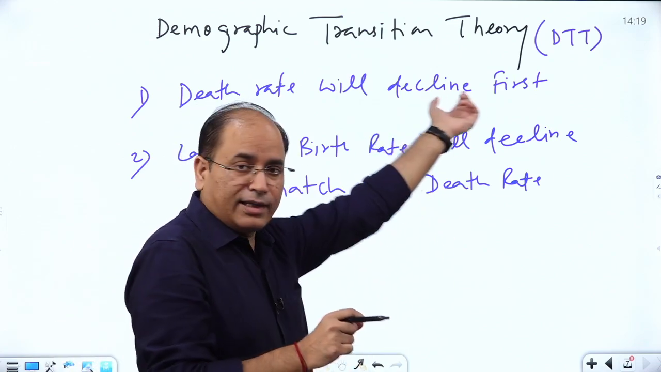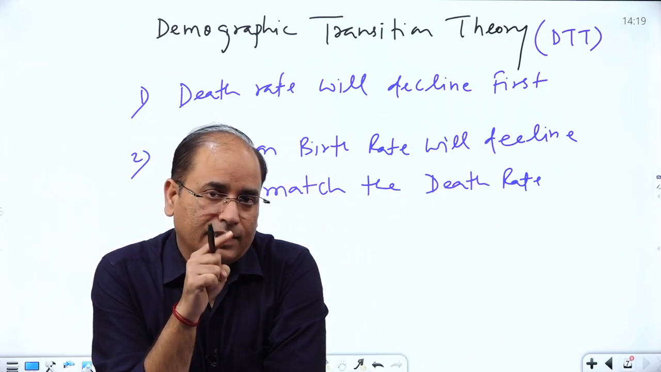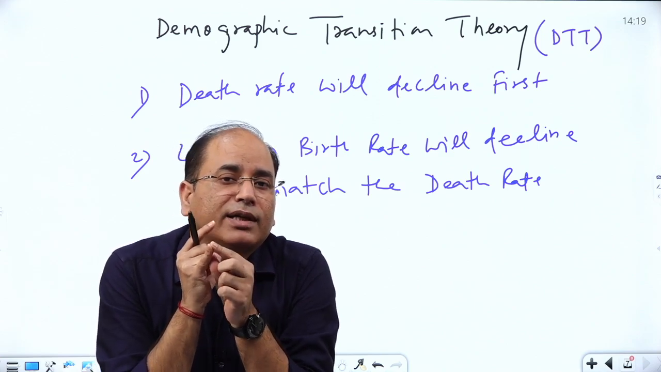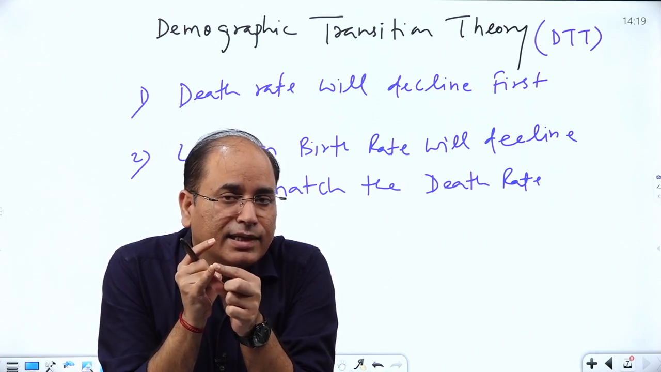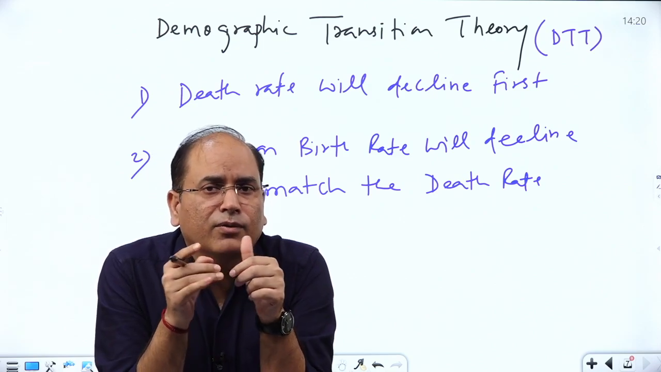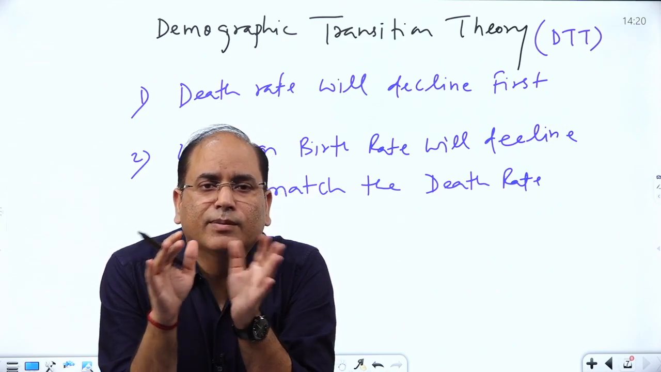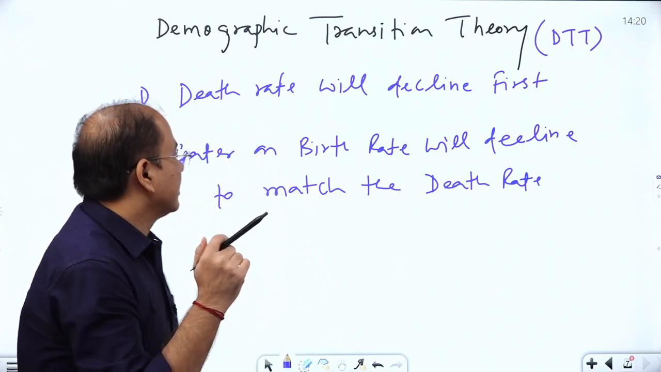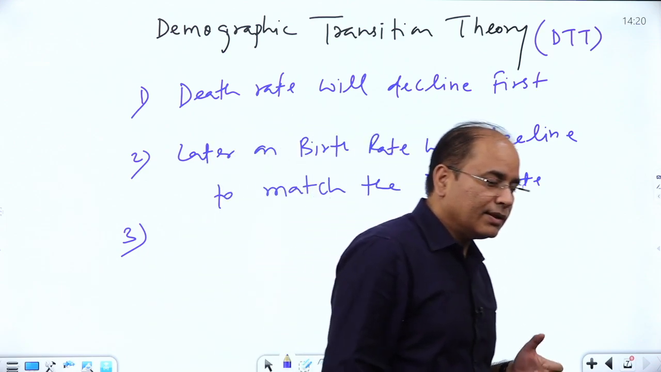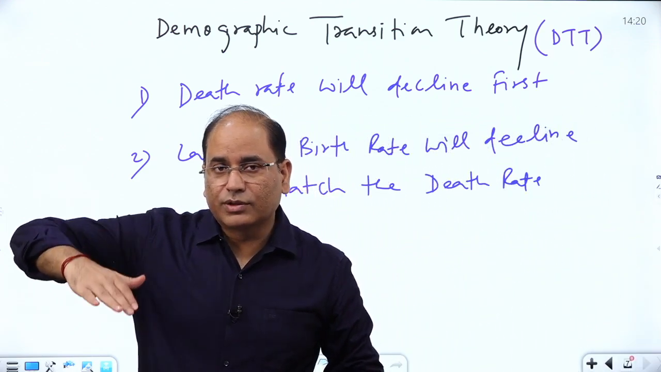So the starting is happening from high birth rate and high death rate. But in this, the high birth rate and high death rate are not declining together first. The death rate will go down first, and when the death rate goes down, later on the birth rate will also go down, and when the birth rate goes down, there will be a match. And there is another assumption, premise, that population passes through some transition.